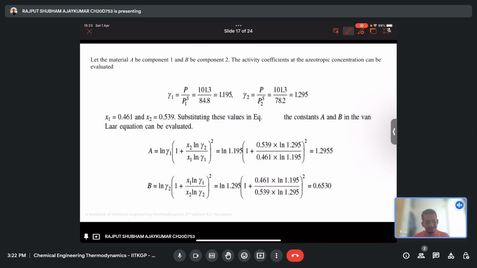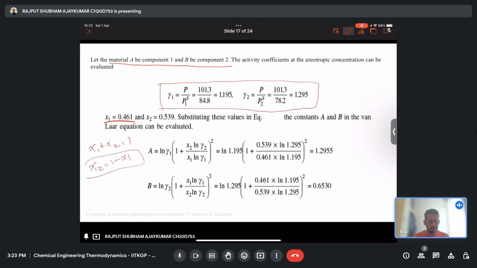So what I've done is that we have taken material as component 1 and material 2 as component 2. We have calculated gamma 1 and gamma 2, the activity coefficients, and now we have substituted the values. x1 is given to us as 46.1%, so x1 plus x2 equals 1, x2 equals 1 minus x1. Okay, and then we are able to find out this value. Now we use these two equations, which are known as the van Laar constants A and B, and we are able to find out the values of A and B. So this is A, this is B, and these are the final answers.